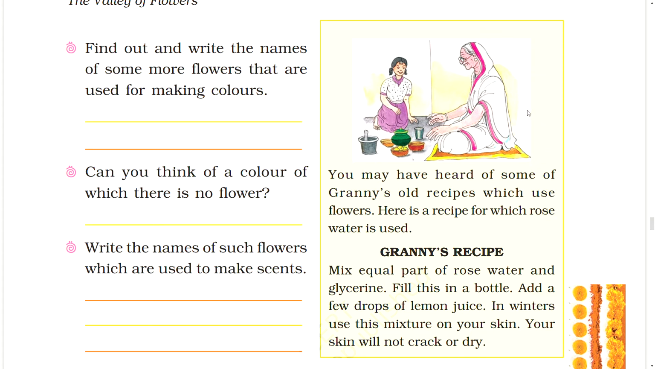You may have heard of some of Granny's old recipes which use flowers. Here is a recipe for which rose water is used. Granny's recipe. Mix equal parts of rose water and glycerin. Fill this in a bottle. Add a few drops of lemon juice. In winters, use this mixture on your skin. Your skin will not crack or dry.